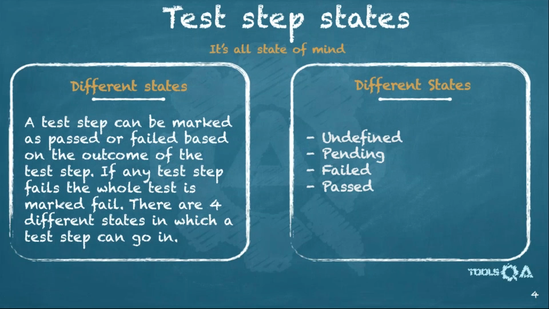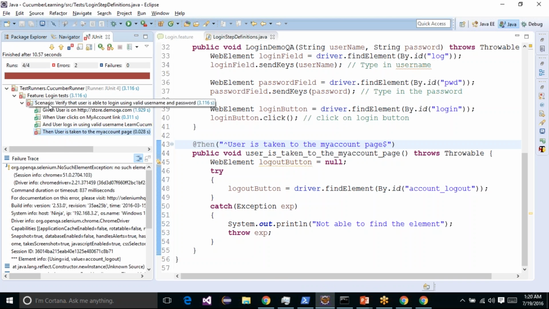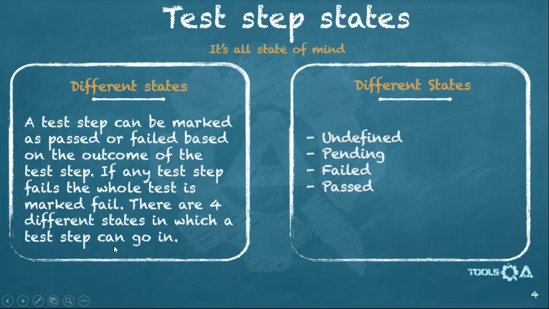So basically a test step can be marked as passed or failed based on the outcome of the test step. If any test step fails, the whole test is marked as failed. We just saw it here. And then there are basically 4 different states which a test step can go into. The 4 states are undefined, pending, failed, and passed. How do we get to these states? Let us go one by one.